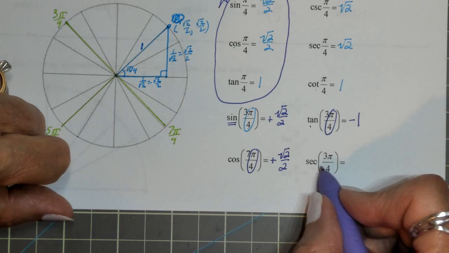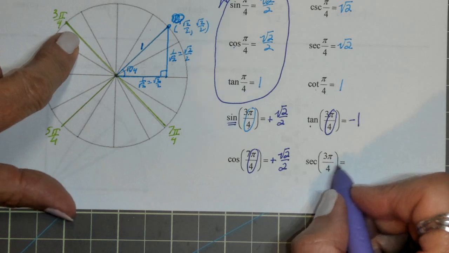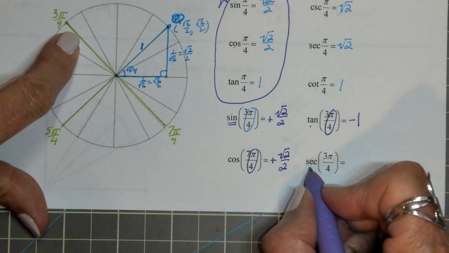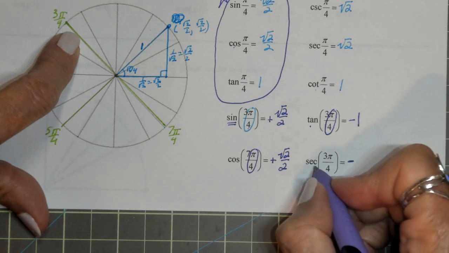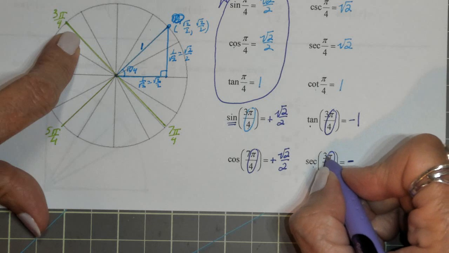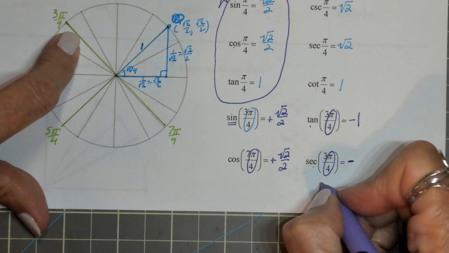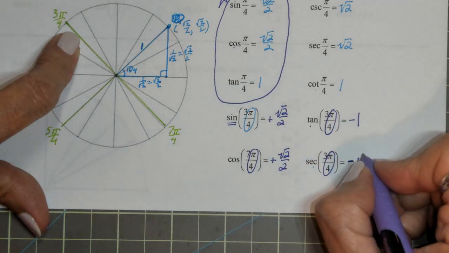Secant of 3 pi over 4. 3 pi over 4 is in quadrant 2. Secant is the reciprocal of cosine. So this is negative. And then it's secant of a pi over 4 reference angle. So we're flipping cosine. This is going to be square root of 2.